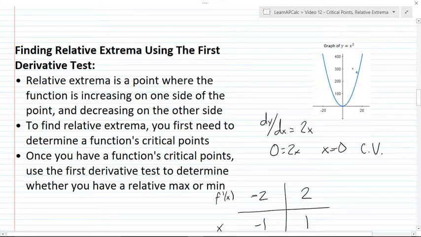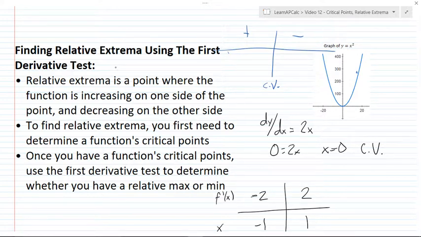And so one thing that you might be confused about is, let's say we have a CV here and we're doing this. Do I have to memorize that if it's increasing to the left and decreasing to the right, that is in fact a relative max? And the answer is no. What you can do is just say increasing to the left, draw an increasing line, decreasing to the right, draw a decreasing line, and that's a relative max.